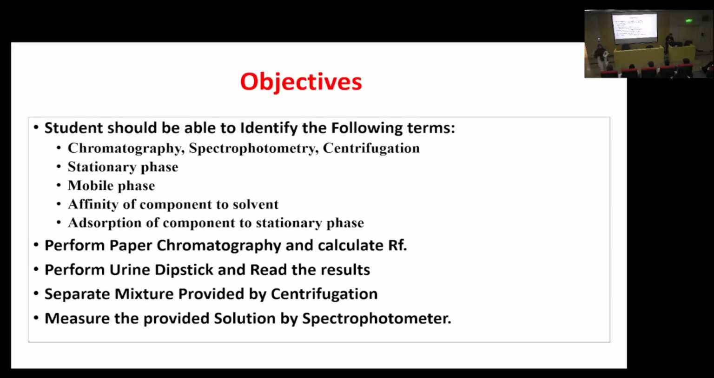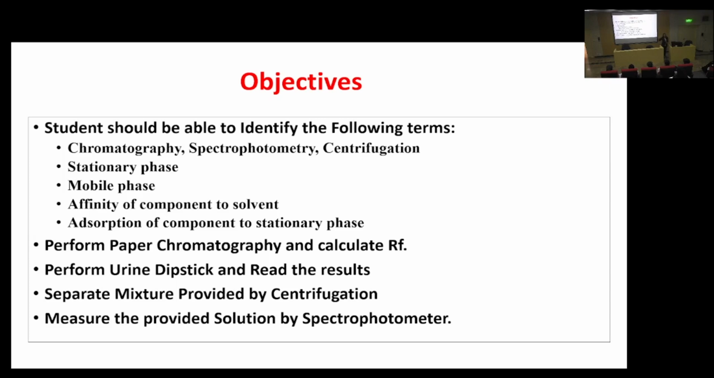I'd like to briefly begin by going over the lab objectives, and I encourage you to do the same when you go downstairs, because if you read the objectives, you'll know what to focus on, what you need to learn about, and what outcomes you should come out with at the end of the session. You should be able to identify new terminologies: chromatography, spectrophotometry, centrifugation. Those are the three main things that I'll be talking about in this session, and these are the three main things that you're going to be seeing when you go downstairs in the lab.